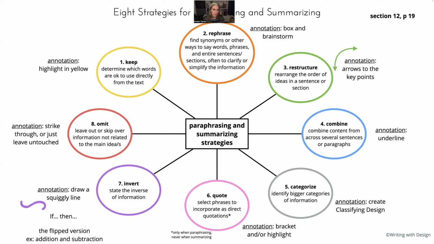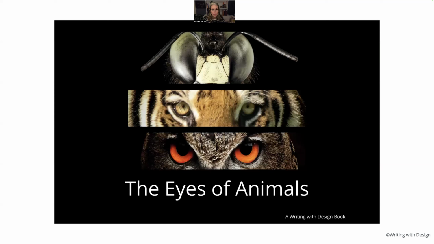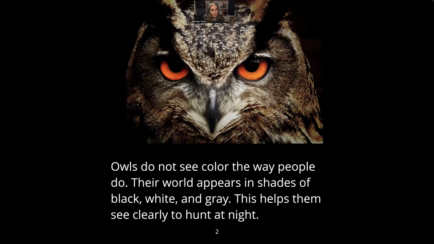Omit is the last one, and we can either just leave that information alone or we can strike through with a red pencil or marker just to say this information is not important. We're not paying attention to it. We're not pulling it into our writing. So we have a book here, The Eyes of Animals, that we will go through to work on the strategies.